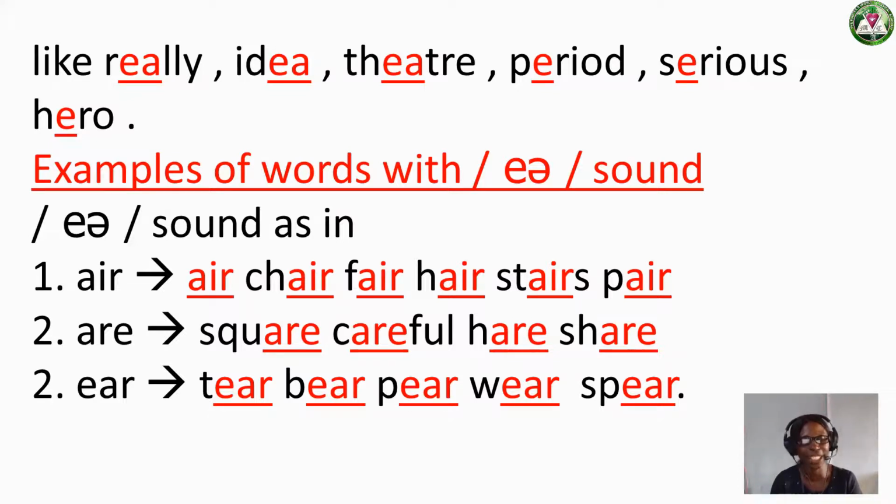Now repeat the sound after me. Air, air. Pronounce the sound A-I-R. Air. Air sound as in air. We have it in the word air. This word air, don't forget it. It's the word that will help you to pronounce this sound correctly.